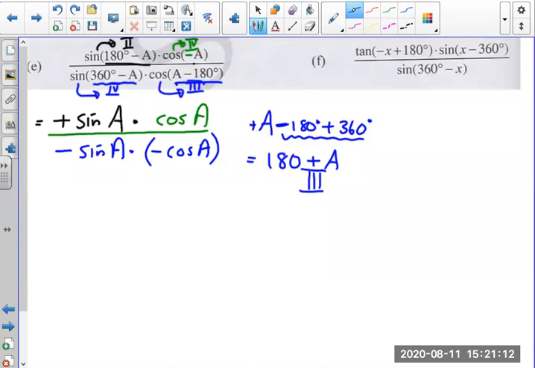And now I'm going to check if I can simplify. Because there's only times and divide, I can cancel. So a sine and a sine cancel, a cos and a cos cancel. But now I must still look at the signs. A plus times a plus is a plus. A minus times a minus is a plus. The plus divided by a plus is a plus. So your final answer will be plus 1.